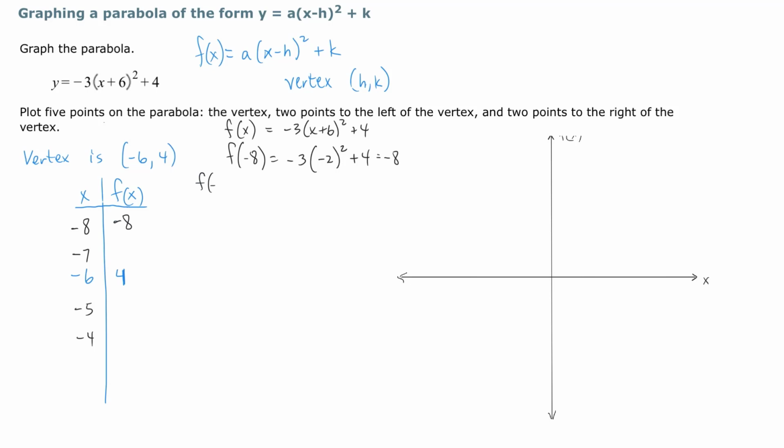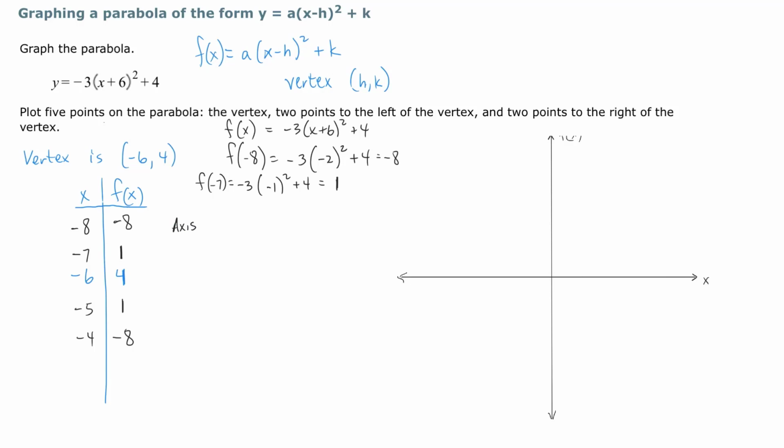Let's find f of -7. -3 times the quantity -7 plus 6, so we get -1 squared, plus 4. We get 1 times -3 plus 4, which is actually 1. At -5, you will also get 1. And then at -4, you'll also get -8. There we go.